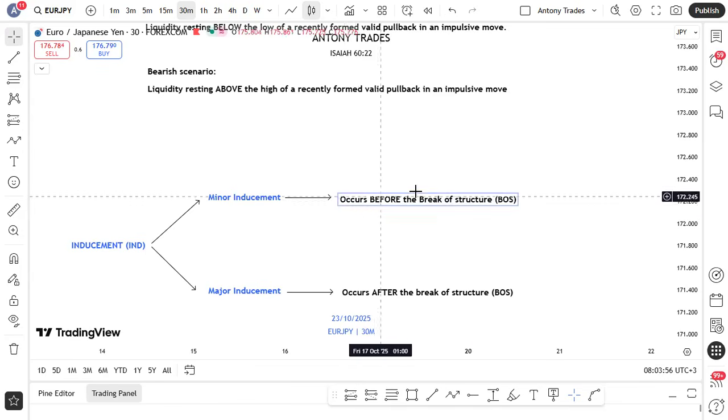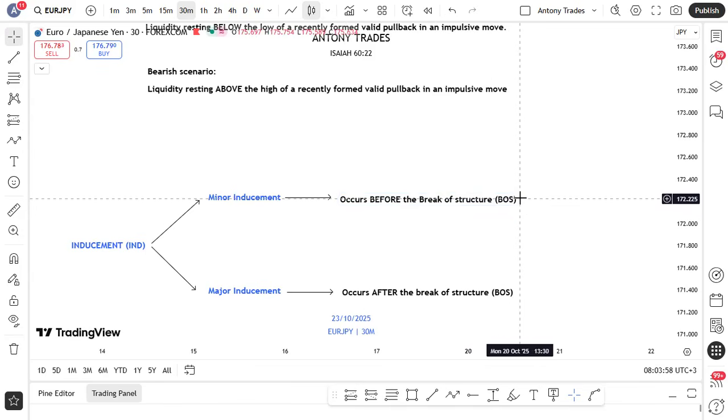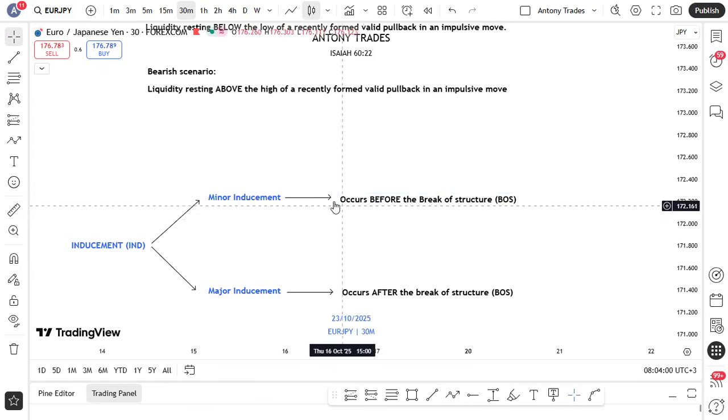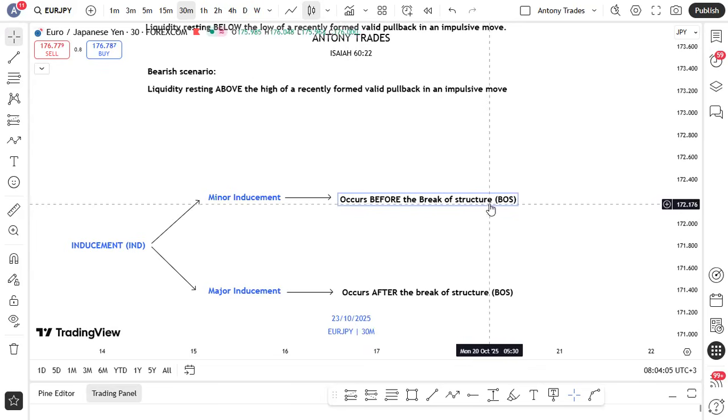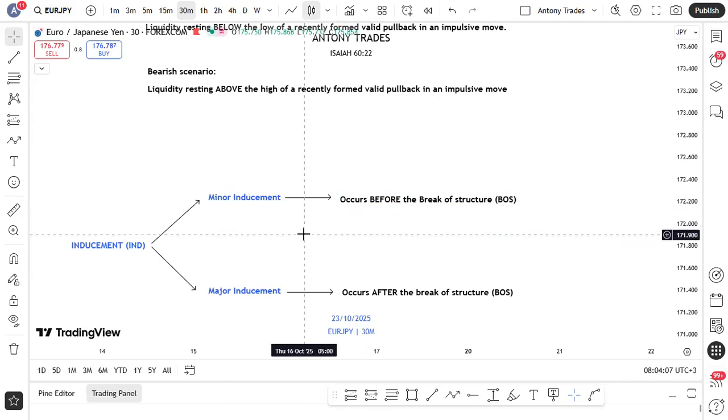So this applies in both break of structure and also a change of character. So the liquidity that is formed before the break of structure, it's what we call a minor inducement. So don't worry, I will show you in an illustration.